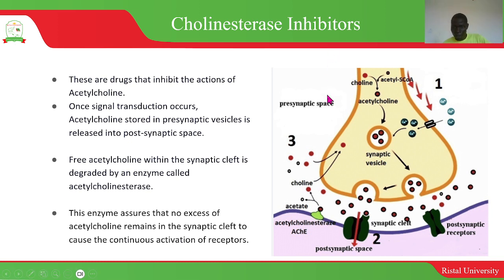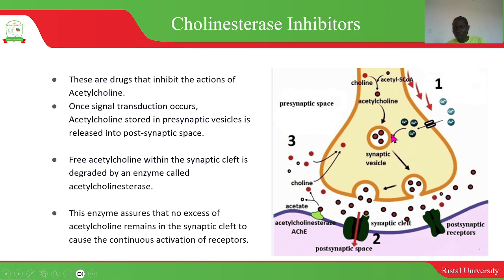So we have the presynaptic space and the postsynaptic space, and then we have the synaptic cleft, which is the space between the presynaptic and the postsynaptic space. These are the spaces within the neuromuscular junction. So this is the nerve. This is the other side of the nerve, and it's transmitting a signal through the synaptic space to the postsynaptic space.